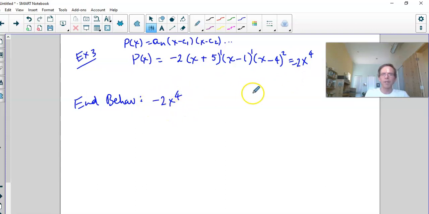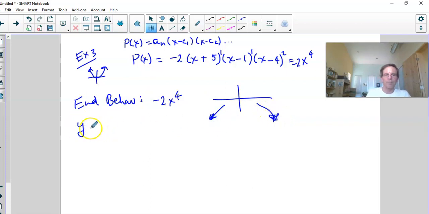It's negative, and it's even, so it goes down to the left and down to the right. It's basically a reflection of x to the 4th. You know, x to the 4th itself sort of looks like a parabola. It isn't, but if you have the negative out front, it's going to flip it down. And the 2 is doing some stretching, but we don't need to know all that. All we want to know is it goes down to the left and down to the right.